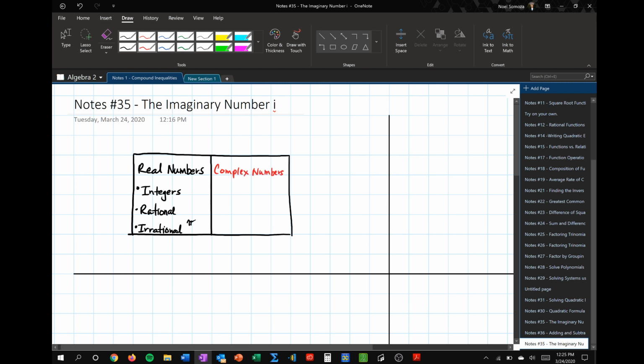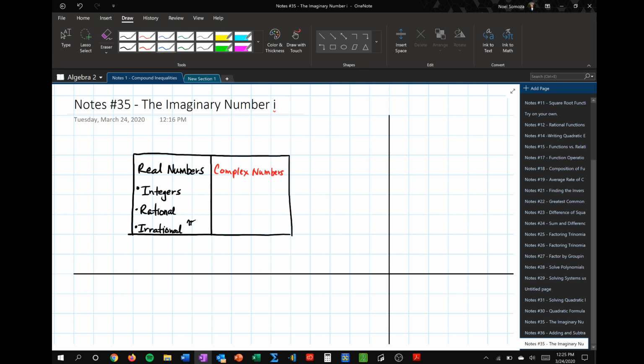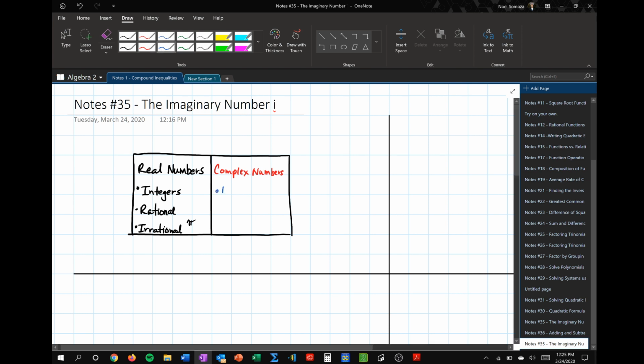And we'll see a little bit more information about complex numbers next week in the next lesson. But for today, what I want you to know is that the complex numbers is where the imaginary numbers fall under. Okay, so the imaginary number lives inside of the world where the complex numbers live.